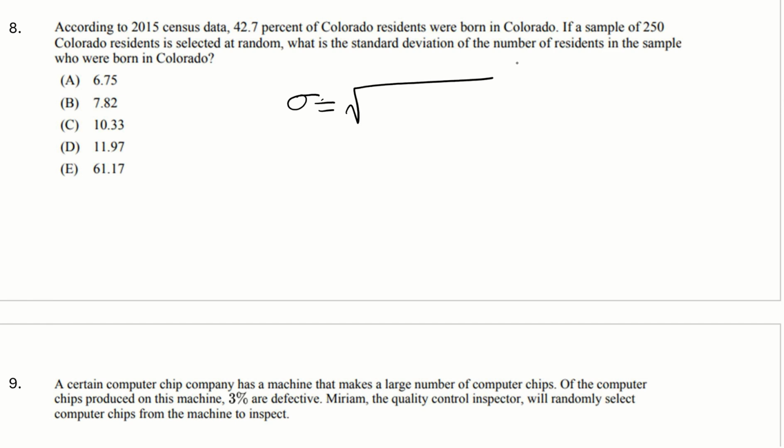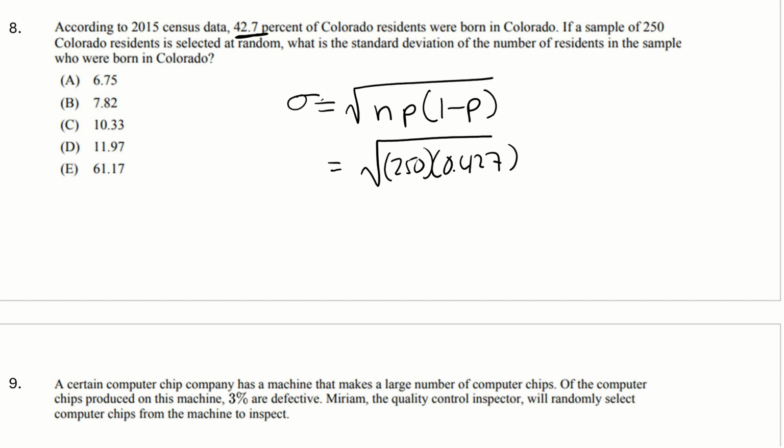So it's going to be this formula right here, the square root of n times p times 1 minus p. So you take the square root of 250 people times 0.427. That's the decimal here, 0.427. And then 1 minus 0.427. All right, if you do that, the answer is going to be around B.